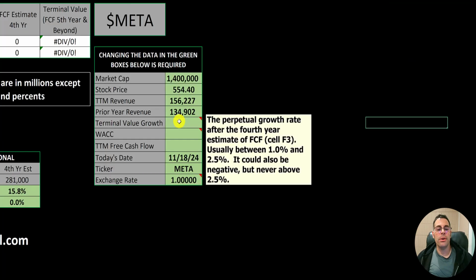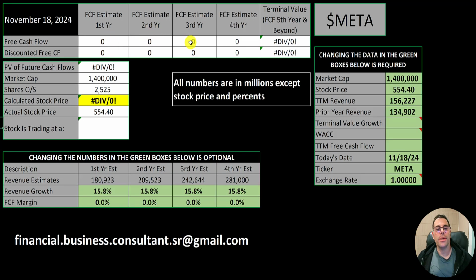The terminal value growth is what you project the free cash flows to be into the future. Since my model projects 4 years of free cash flow, then all free cash flows after year 4. I usually put 2.5%. Sometimes I go lower, even 0, sometimes negative. But for a good company, I'll put 2.5%.